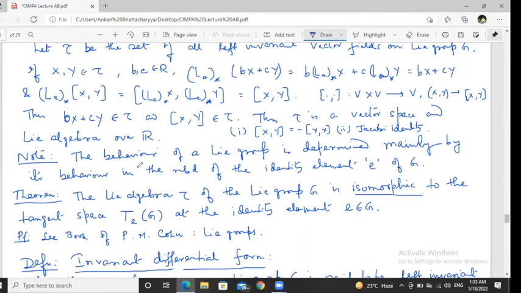Now note that the behavior of a Lie group is determined mainly by its behavior in the neighborhood of the identity element e of G. So this is a very important theorem: the Lie algebra tau of the Lie group G is isomorphic to the tangent space T_eG at the identity element e belonging to G.